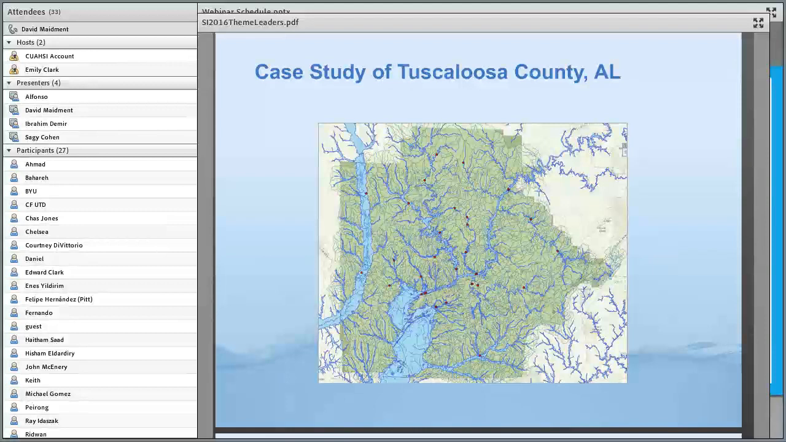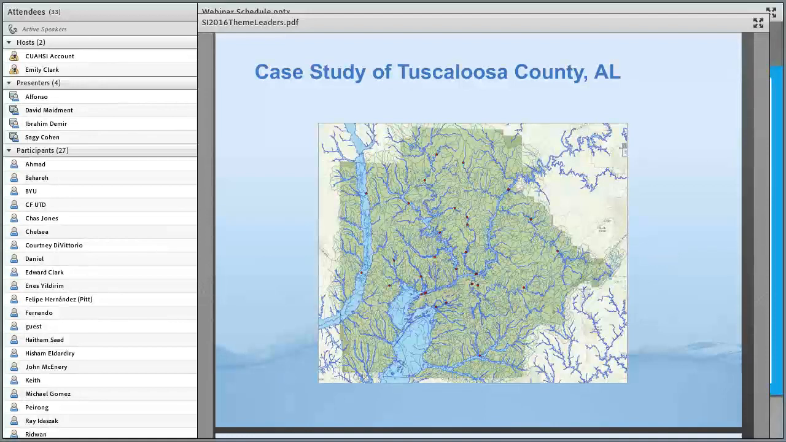The big river on the left-hand side is the Black Warrior River that I was showing you before. And what we would like to do is to focus our energies, at least in part, on the area right around the National Water Center and get a good understanding of how inundation mapping can be done there.